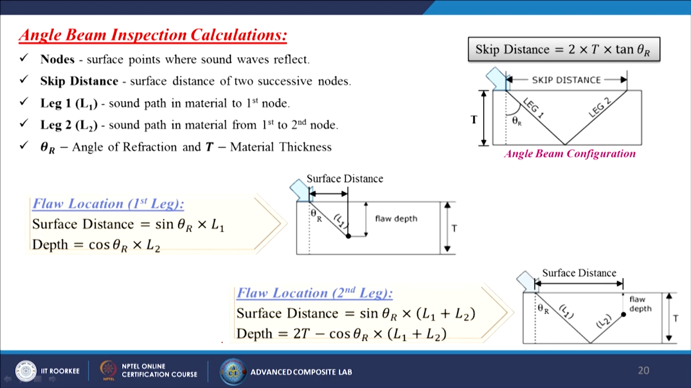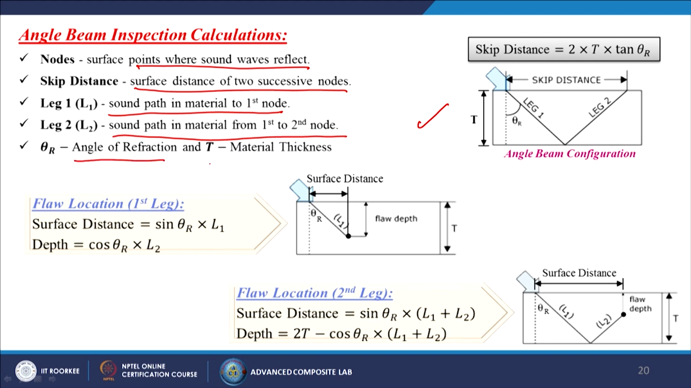Now, come to the angle beam inspection calculations. So, this is the case over there. First let us know about the nodes: surface points where sound waves reflect are called the nodes. Skip distance is the surface distance between two successive nodes. Leg 1, or L1, is the sound path in the material to the first node. Leg 2, or L2, is the sound path in the material from the first to the second node. Theta r is the angle of refraction and T is the material thickness.